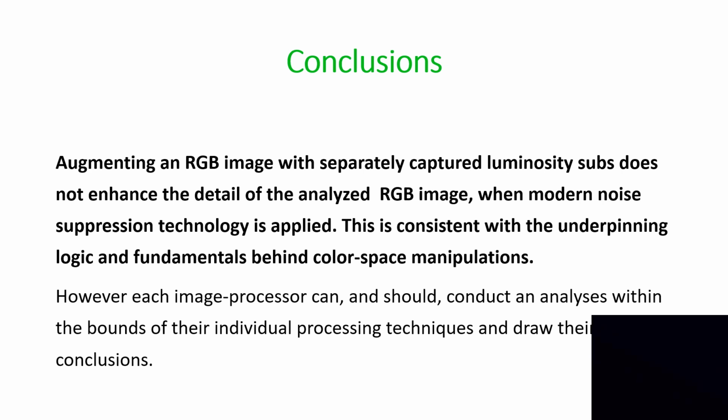Okay, that's basically what I wanted to cover. Augmenting an RGB image with separately captured luminosity does not, in fact, enhance the detail of the RGB image when modern noise suppressing technology is applied to the image. This is consistent with the first part of the talk, where I showed why L doesn't really add anything to the image. It simply reduces the noise and shows what is hiding behind the noise.